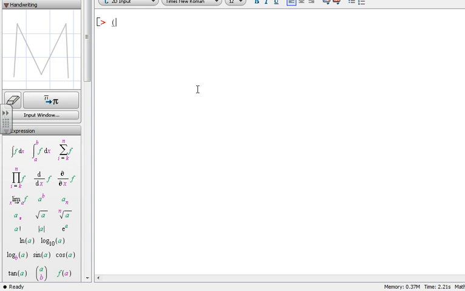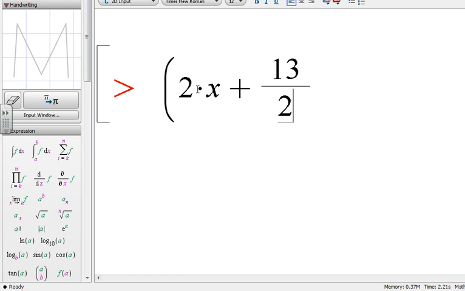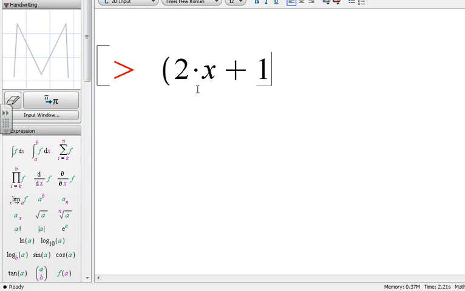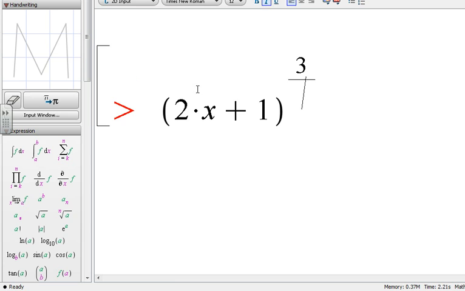Comparison. All right, so we have (2 times x plus 1) raised to the 3/2. Oh, bummer. Plus 1, raised to the 3/2.